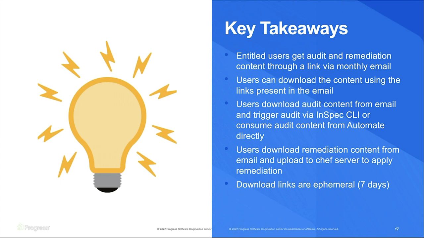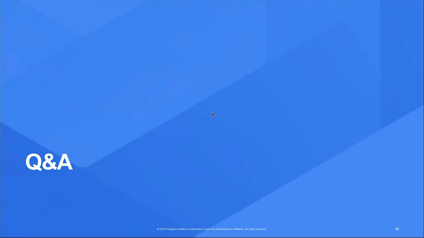Akshay has shown the demo via Automate directly, and then customers can download the remediation content, upload it in the Chef server, and apply the remediation. This has also been demoed by Akshay. And finally, on a side note, the downloadable links are ephemeral. So these are the key takeaways of today's session.